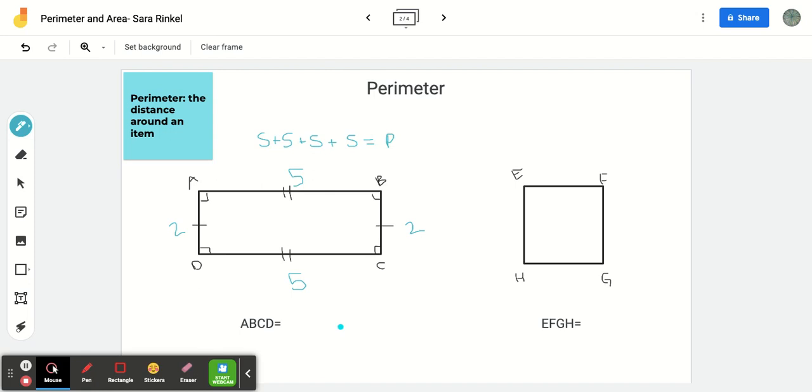Knowing this information, we know that the perimeter of ABCD will be 5 plus 5 plus 2 plus 2, which comes out to be 14.